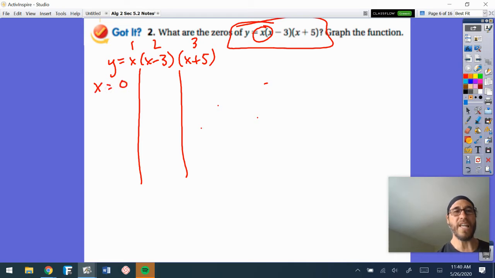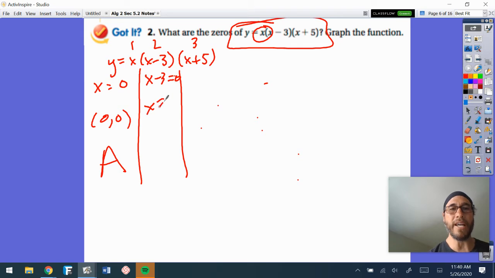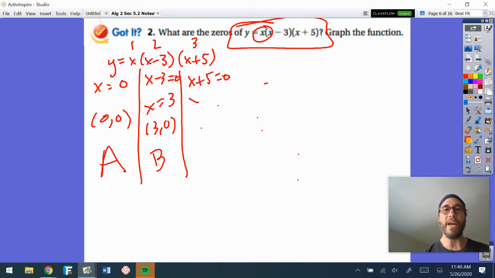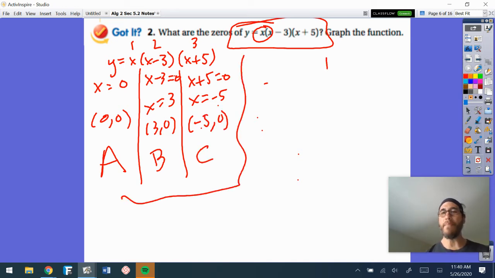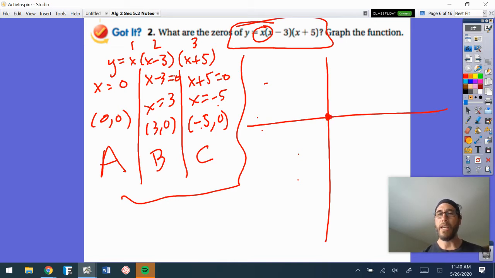The first one is just x equals 0. Nice and easy, right? We're going to call that our A point. The next one would be x minus 3 equals 0. Add 3 on both sides, and you get x equals 3. I got 3, comma 0. We'll call that B. My last one would be x plus 5 equals 0. Subtract 5, and I get x equals negative 5. It's negative 5, comma 0, and that's C. So now let's just graph that. That's all it is. There's A. Where's B? 1, 2, 3. There's B, and then 1, 2, 3, 4, 5, and there is C.